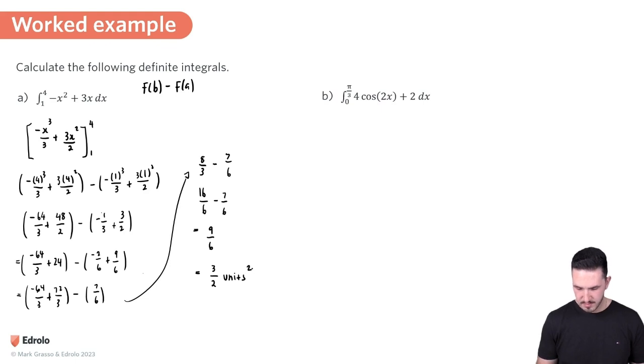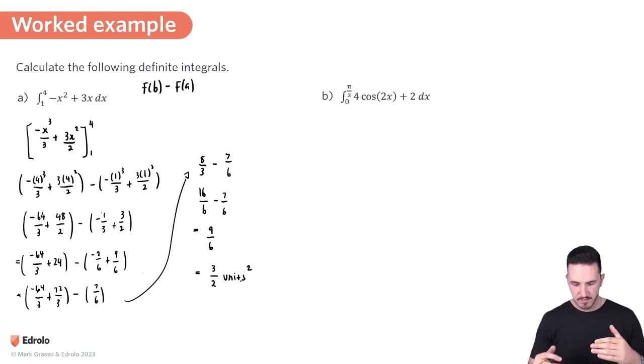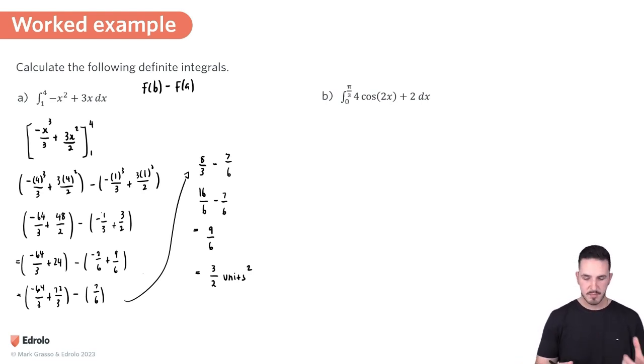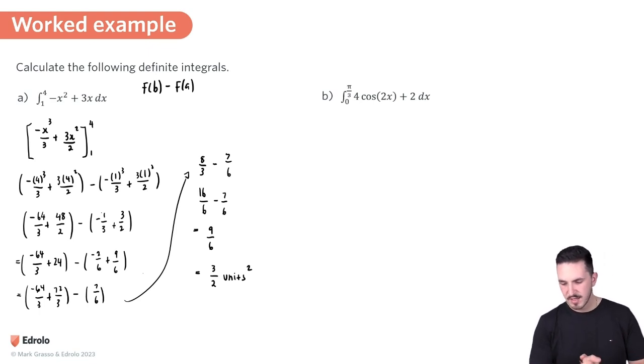units squared. So the first thing is integrate, substituting your upper bound, substituting your lower bound. You're going to subtract your lower bound from your upper bound, and then finally simplify until you get a final solution. Now let's have a look at the integral of 4 cos 2x plus 2 dx over the interval of 0 to pi on 3.